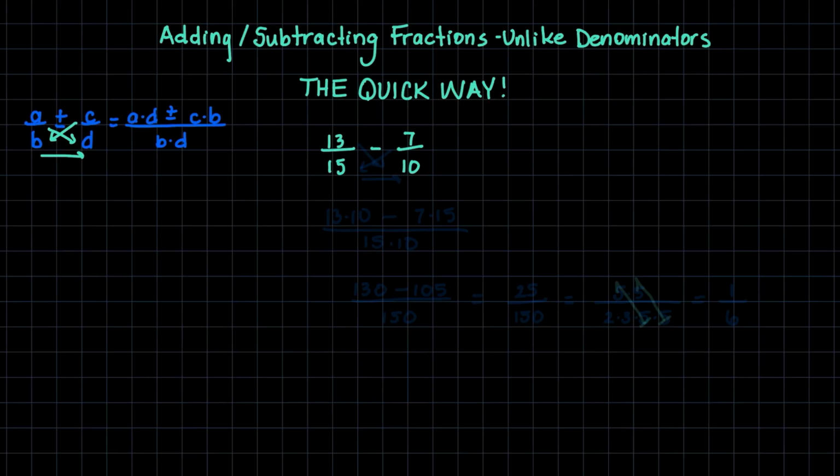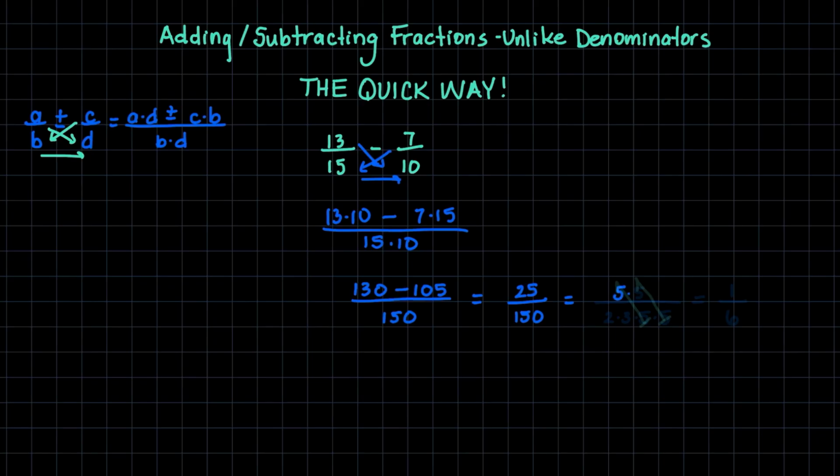So 13/15 minus 7/10. Criss is 13 times 10 minus cross 7 times 15 all over across 15 times 10. So we have 130 minus 105 all over 150. 130 minus 105 is 25 over 150.